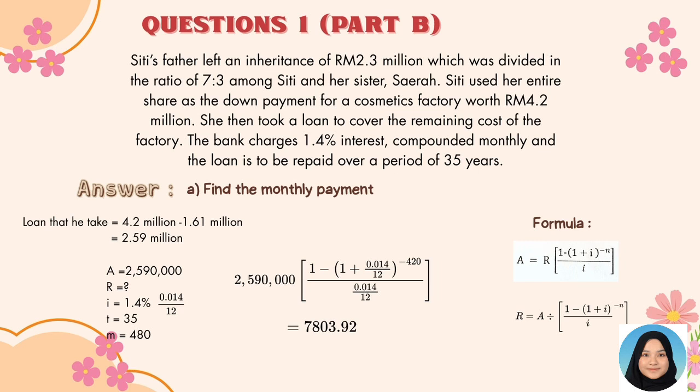Next, we will go to answer A. Find the monthly payment. First, we calculate how much Siti actually needs to borrow. The factory costs RM4.2 million and her inheritance here is RM1.61 million. So the loan amount becomes RM2.59 million.